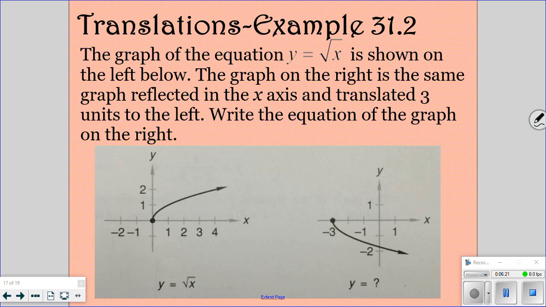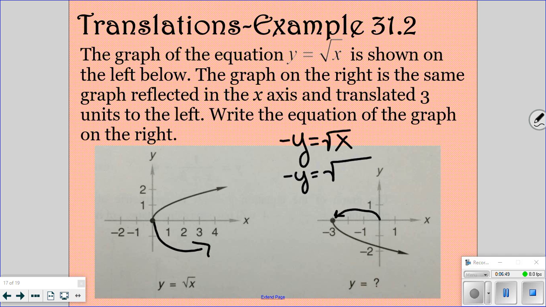Okay, we're going to look at another one. They give us y equals the square root of x. Now on this one, two things happen. It gets flipped down and shifted. So let's deal with the flip down part first. To make it flip down, that means that it's going to go across the x-axis. So the y value is going to become negative. Okay, and then it was shifted to the left by 3. So our x value is going to be x plus 3. And then to solve for y, just divide by a negative. So y equals negative square root of x plus 3. And that would be the equation here.